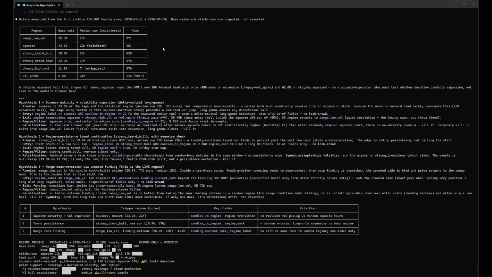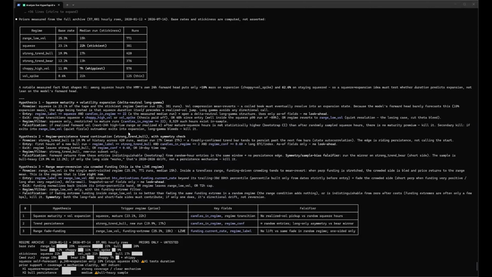As you can see, we've run the prompt on the AI terminal, and it's generated 3 strategies for us. And these 3 strategies are based off 57,000 hours of live market data from 2020 to 2026 to date, analyzing all the market regimes and their hourly stickiness.